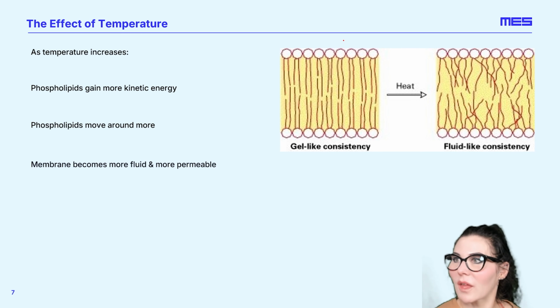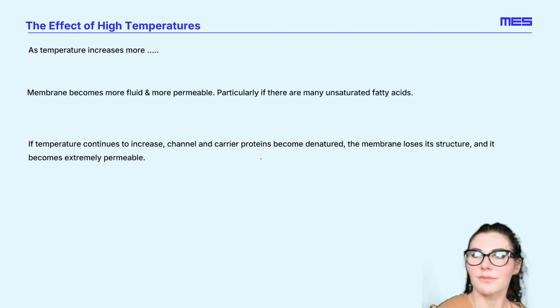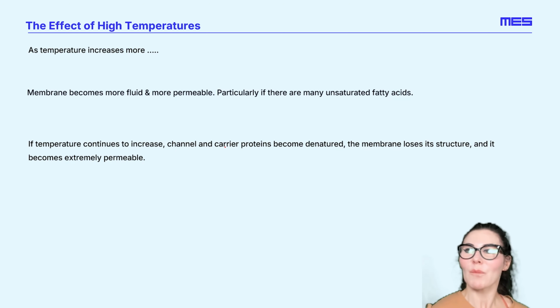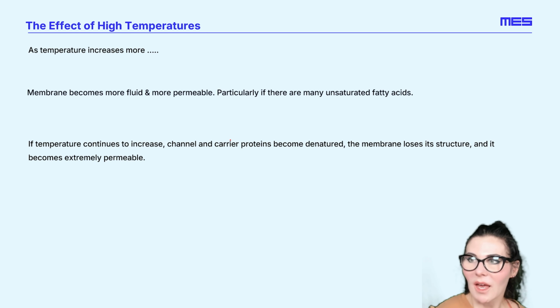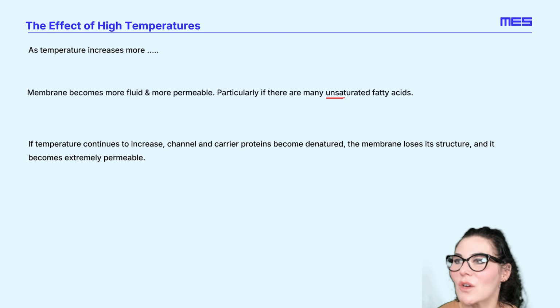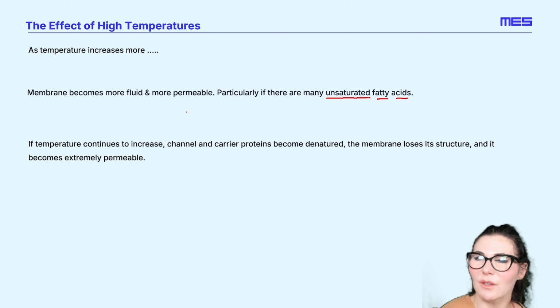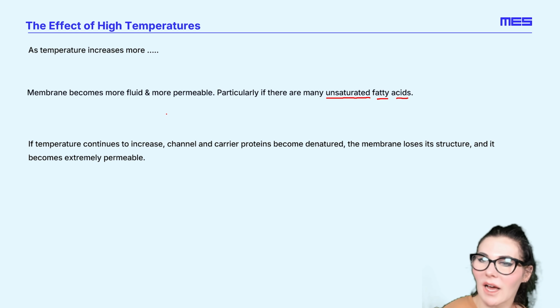So as they move, things are more likely to be able to get through the gaps between the phospholipid tails. Now, if the temperature keeps rising, the membrane will become more and more fluid and more permeable. And this is particularly the case if there are many unsaturated fatty acids which form part of those phospholipid tails. We'll talk about that on the next slide.